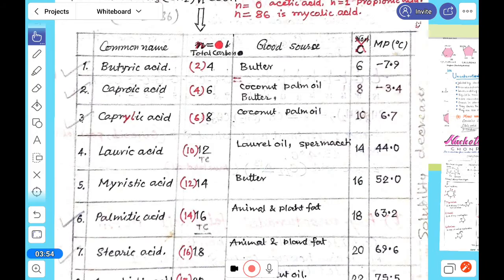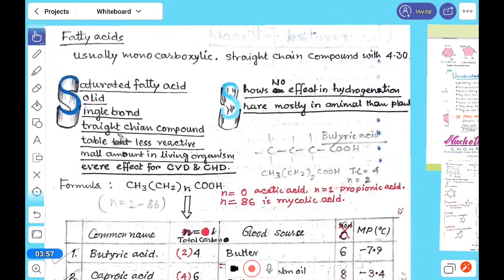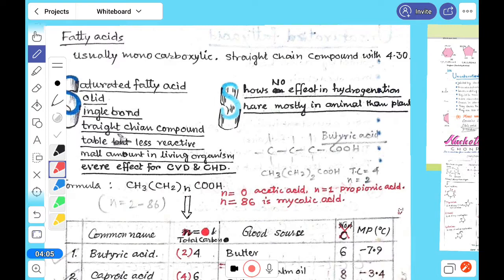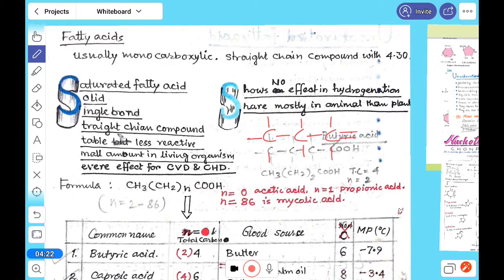Now it is told that there are two types of fatty acid, saturated and unsaturated. I think you may have the basic idea. So here is the carbon, and when this carbon is saturated by the hydrogen, then we can say it is saturated. If it is not saturated fully, then it will be called unsaturated.